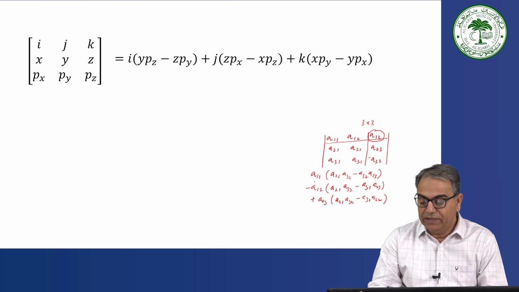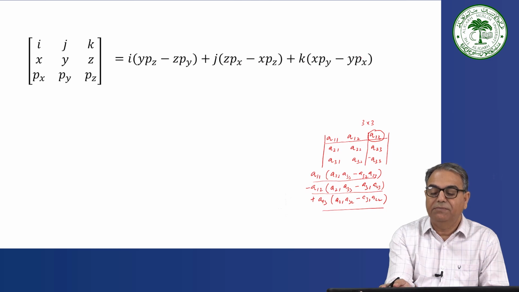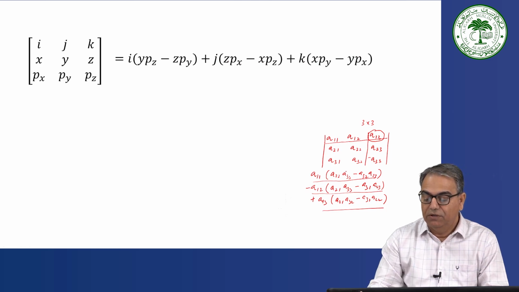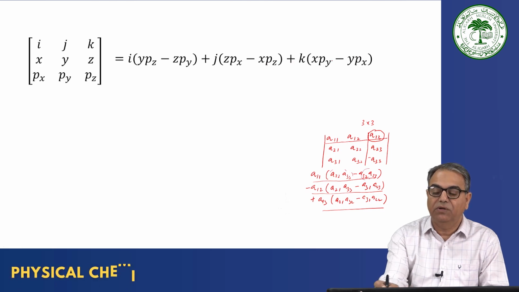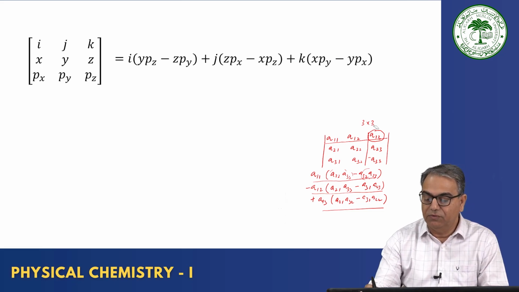So if you look at these relationships, it's exactly similar to what is written here: i (ypz minus zpy), j (zpx minus xpz) plus k (xpy minus ypx). So you have two terms here with a minus between them. Everywhere within the bracket you have the two terms, and outside the bracket you have one term. So you can write the matrix for this particular equation.